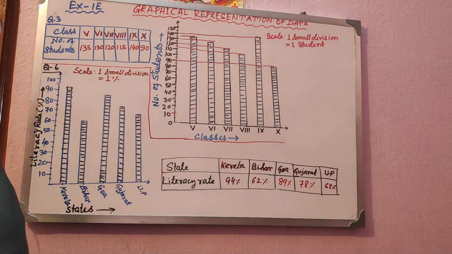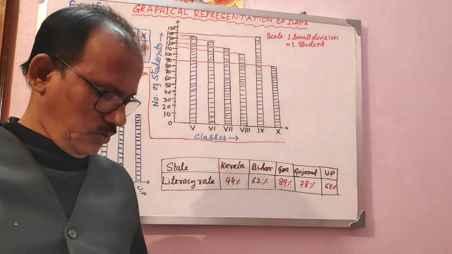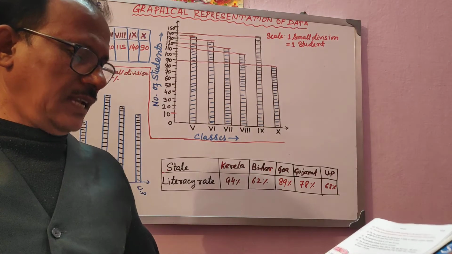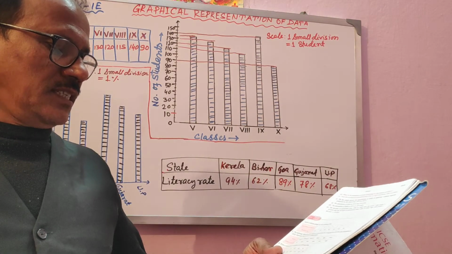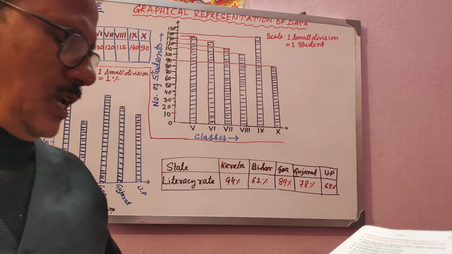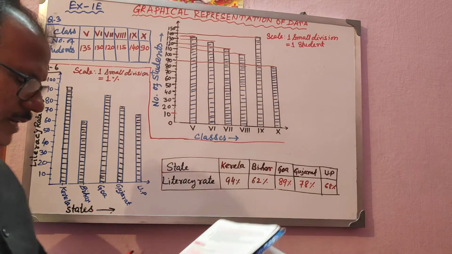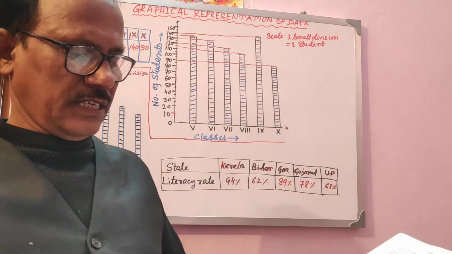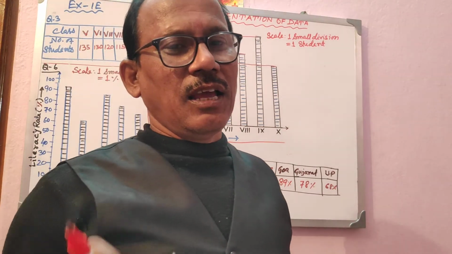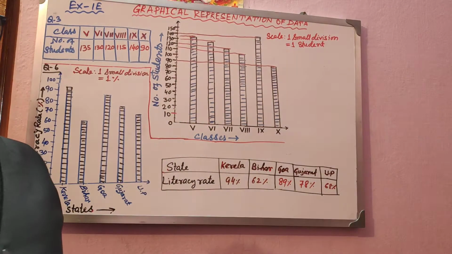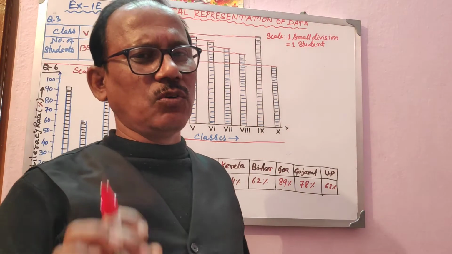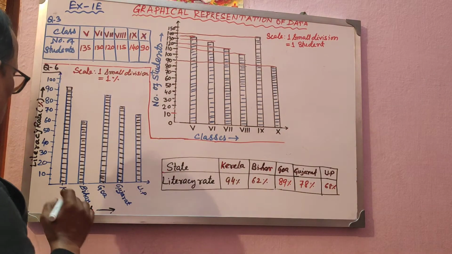I have taken question number 6. Similarly, question number 6 says to draw a bar graph to represent the following. The state-wise literacy rate is given to you, 5 states: Kerala, Bihar, Goa, Gujarat and Uttar Pradesh. Kerala 94%, see 94%, 62%, 89%, 78% and 68%. See here, once again you will have to take 1% as a unit. So one small division will be 1% literacy. That is what I have done.